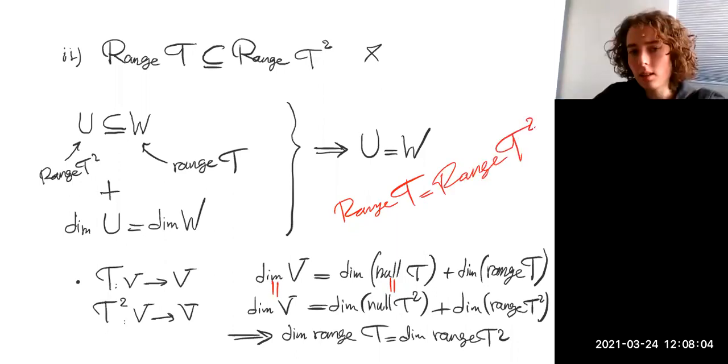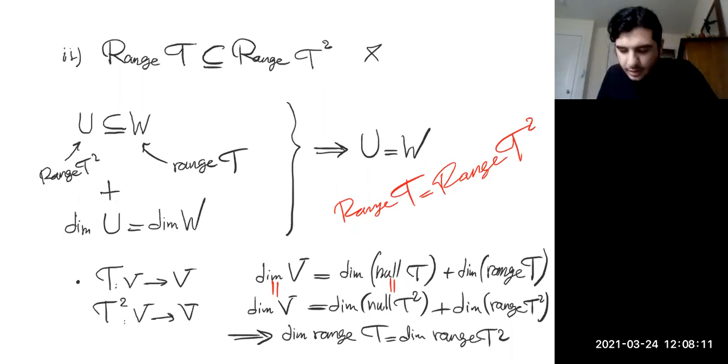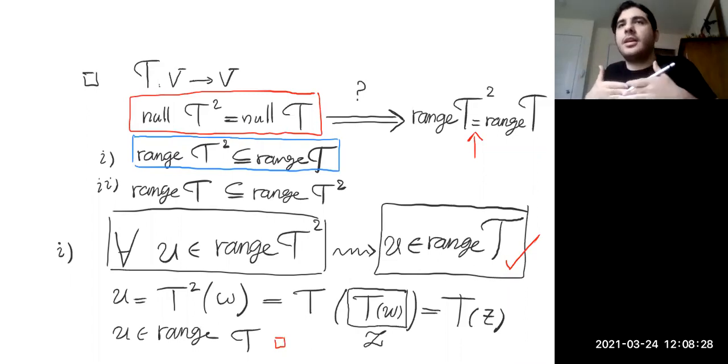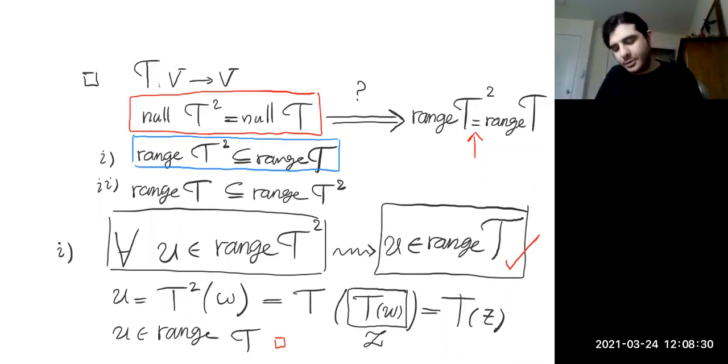How do we know that the dimension of the null space of T is equal to the dimension of the null space of T squared? Well, that was the assumption. We started from part D and we were going towards E. And the assumption of part D is that null of T squared is equal to null of T. So if two spaces are equal, of course, their dimensions are also equal. So this was the assumption that these two spaces are equal.